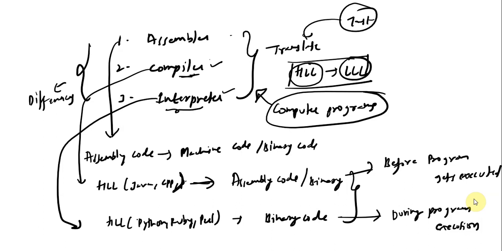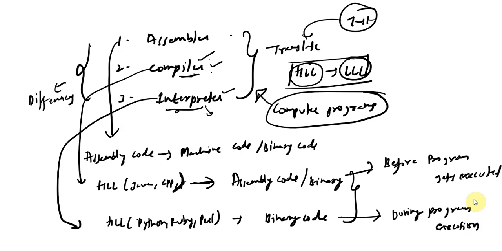In case of the compiler, we need not have a compiler in memory for translating the code because we have already translated the code before the execution of the program. And in case of the interpreter, we need an interpreter to run in memory along with the program because we have to execute the program line by line.